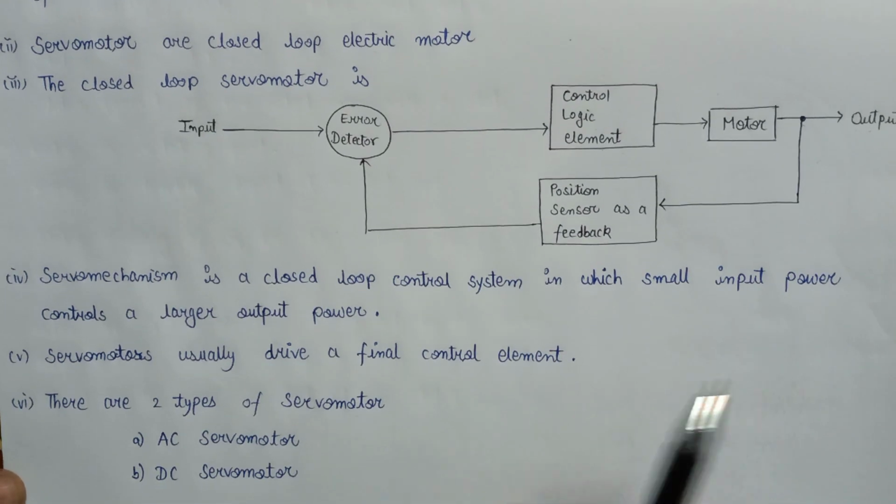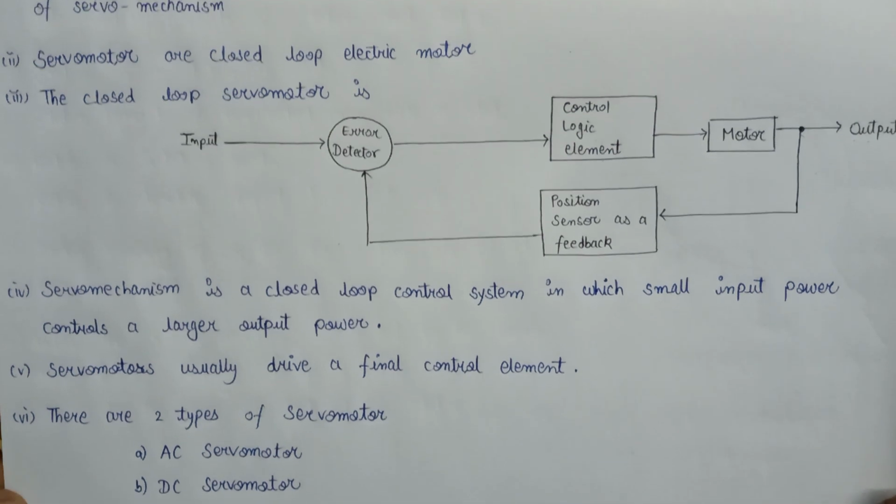There are generally two types of servo motor. The first one is the AC servo motor and the second one is the DC servo motor. In the next lecture, we are going to learn about both these motors separately, and this is the basic introduction about the servo motor.